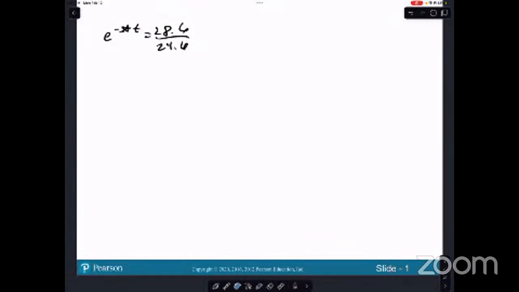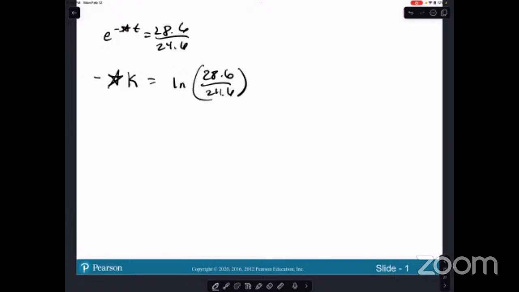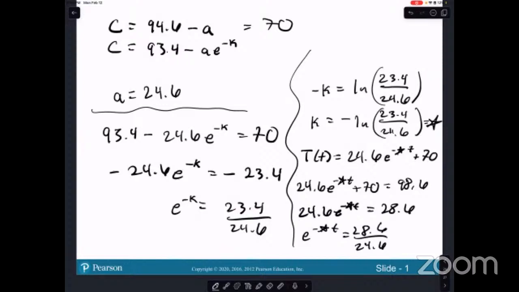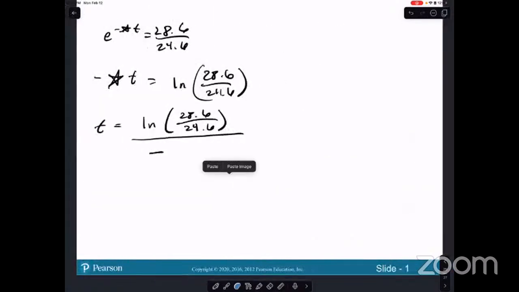So then if we take the natural log on both sides, we get negative KT. Again, I'm just referencing instead of writing it out. Because if we take the natural log, we get the natural log of 28.6 over 24.6. Actually, that's a T. And ultimately, the time is going to be the natural log of the 28.6 over 24.6 divided by a negative, whatever star is. The star is, so it's a double negative, so it's going to end up being positive of this guy. Copy, paste, and again, double negative makes it positive. Okay. So that's what it's going to be.